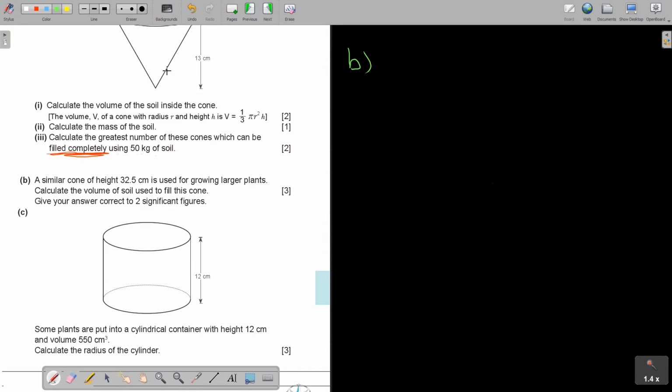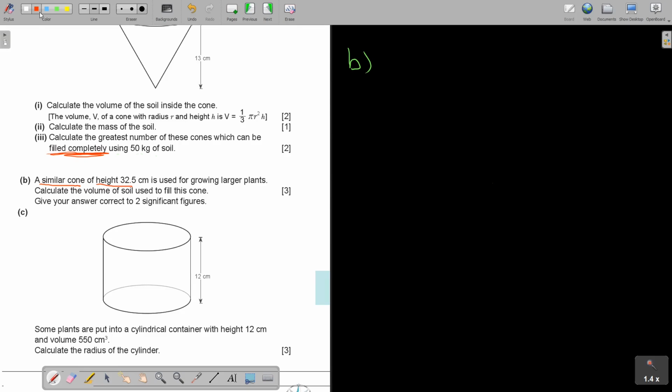Okay, let's do number B. It's still part of this question. It's now just number B. Now here comes the word. A similar cone of height 32 is used to grow in larger plants. Now people, this is similar figures. So basically, I'm just going to use now similar figures.